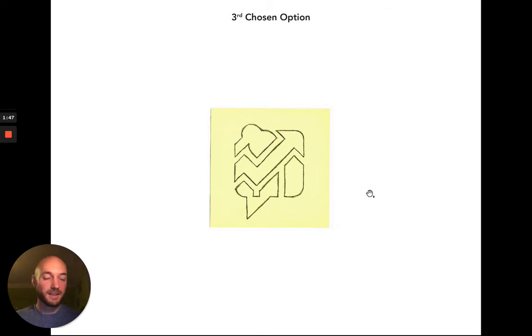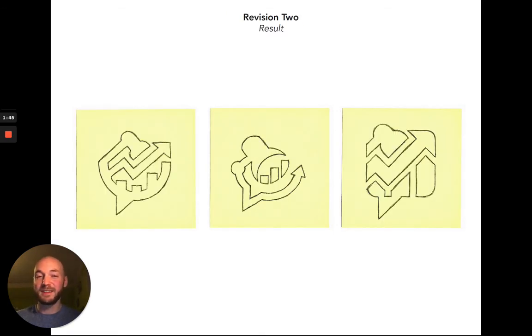And so there we have it, my final three concepts. All three of these present the same imagery: the study lamp, the rising stock bars with the jagged arrow, and the speech bubble. So they all present the same message of we are experts discussing stocks. But of course, they all present themselves in unique ways.